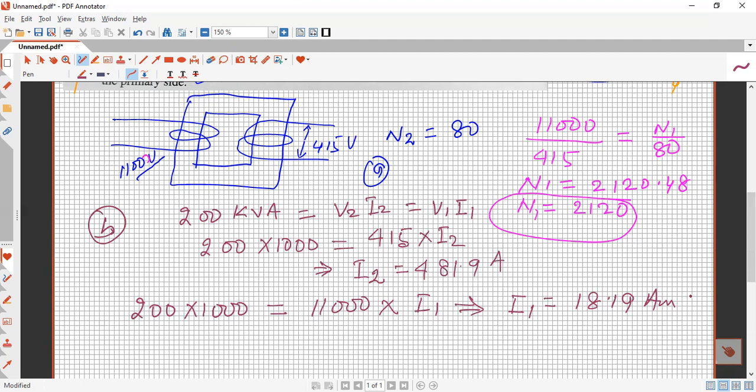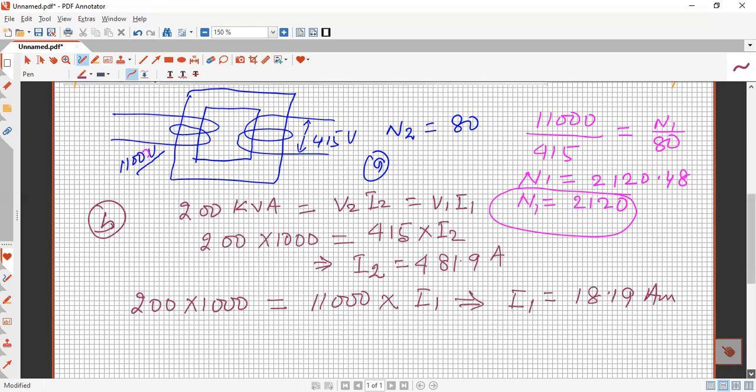Now the third part is the maximum core flux density. This is also very interesting. How can you find the maximum core flux density? The primary current value is approximate because we have taken the transformer to be ideal. Now we have to calculate the maximum core flux density.